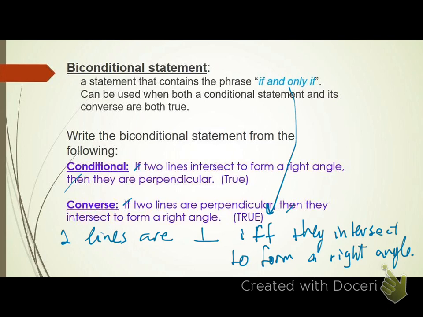So that's what we mean by a biconditional statement. The converse and the original statement are true, so we take the if and the then out. We don't really establish a hypothesis and a conclusion, and we take those two parts and join them with if and only if. Okay? All right, that's it.